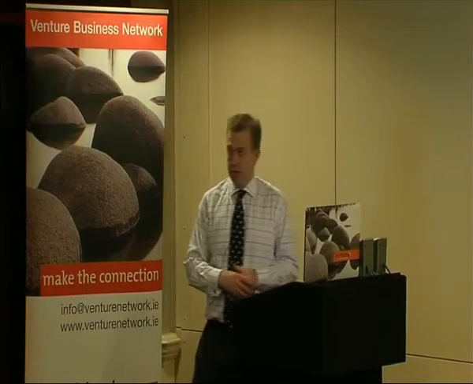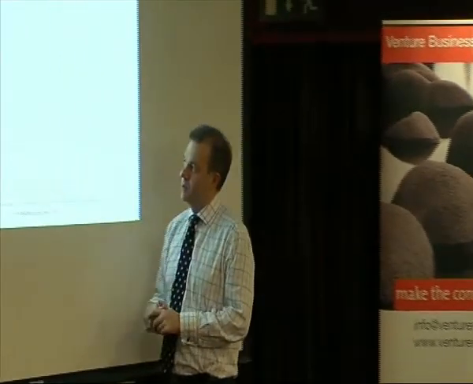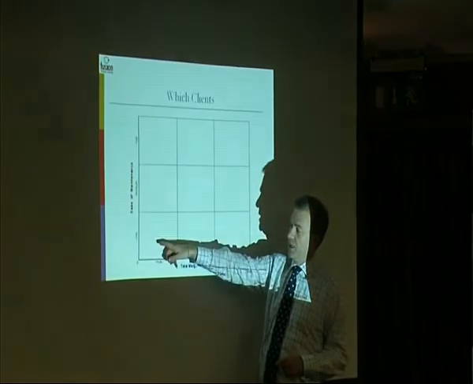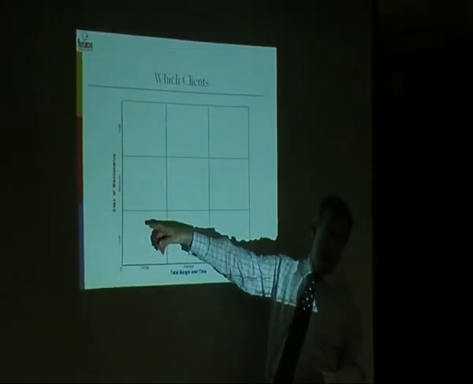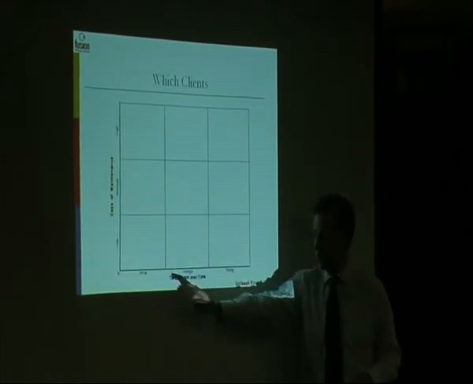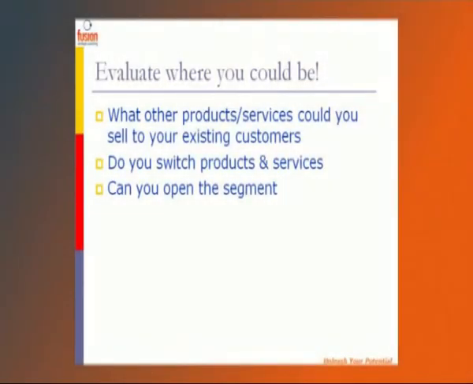So what you can actually do then is plot the clients that you have: those who are easy to maintain, medium to maintain, and low ease, so they're very difficult to maintain. So that's kind of a bit topsy-turvy. Those where you're having a weak, an average or a strong margin. So evaluate then where you could be. What other products and services could you sell to your existing clients? Do you switch products and services? So you need to ask these questions. Can you open a new segment?